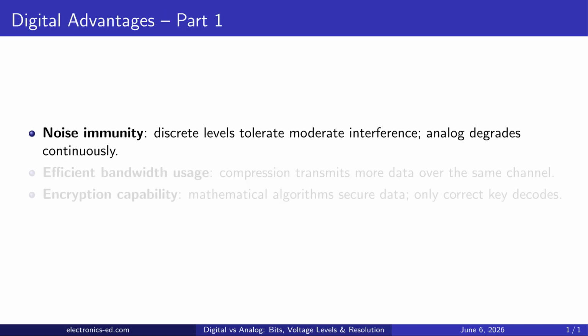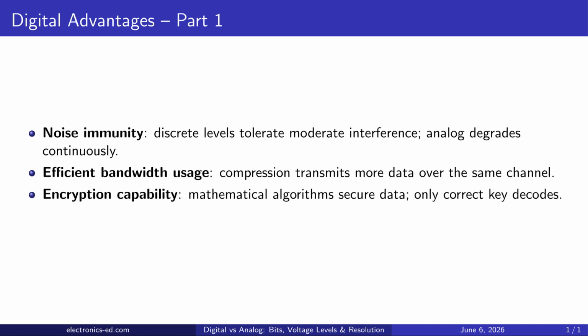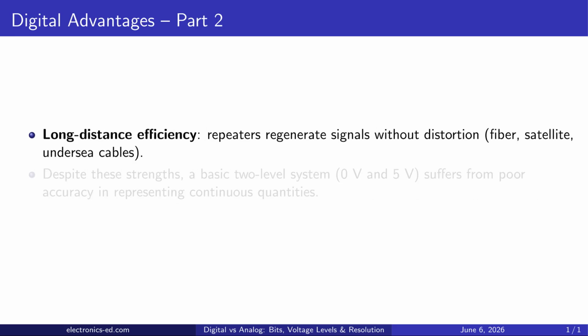First, noise immunity. Digital's discrete levels can tolerate moderate interference, while analog signals degrade continuously with noise. Second, efficient bandwidth usage. Compression lets us transmit more data over the same channel. Third, encryption. Mathematical algorithms secure data, and only the correct key can decode it. Long-distance efficiency is another advantage. Repeaters regenerate digital signals without distortion, which is great for fiber, satellite, and undersea cables.